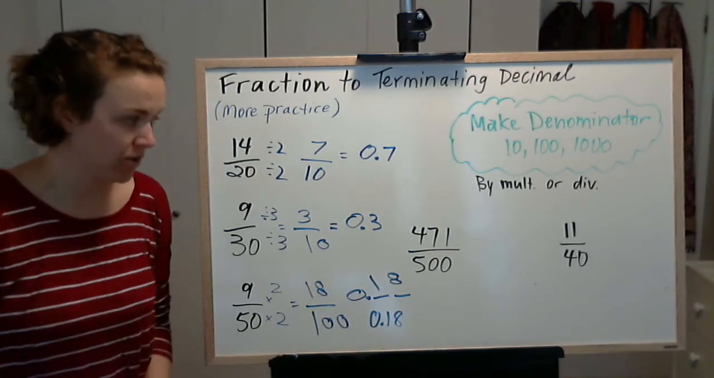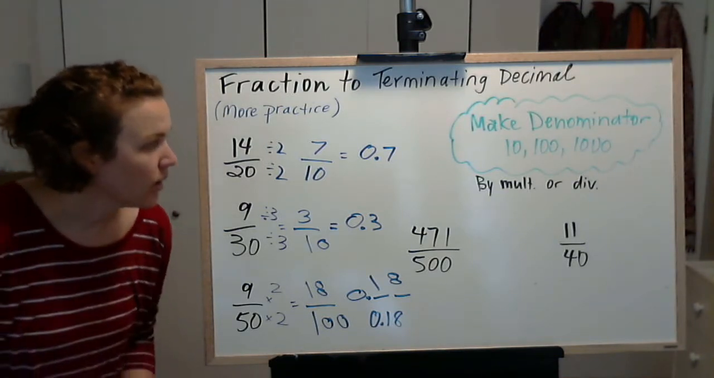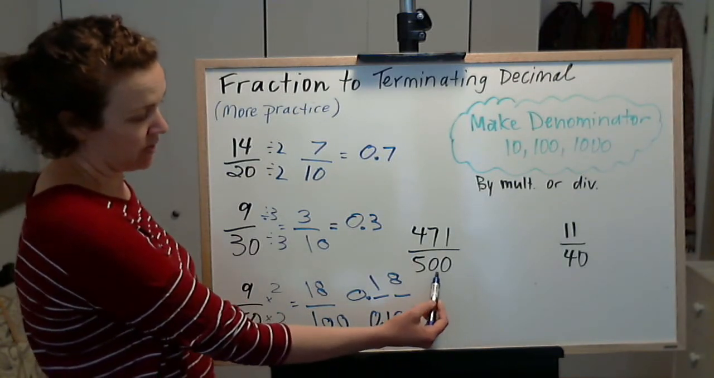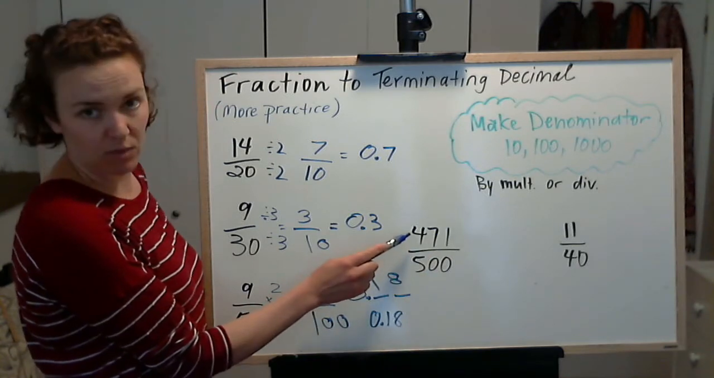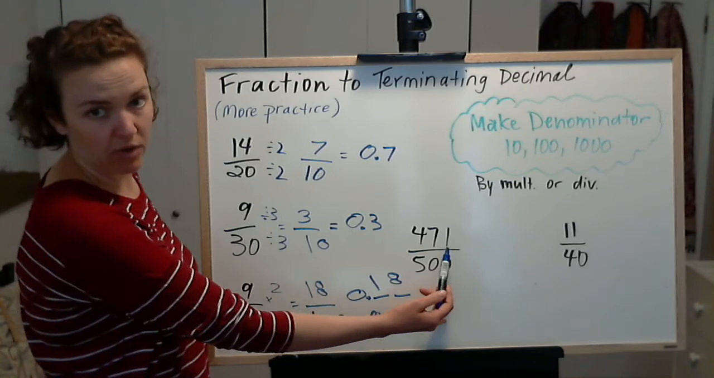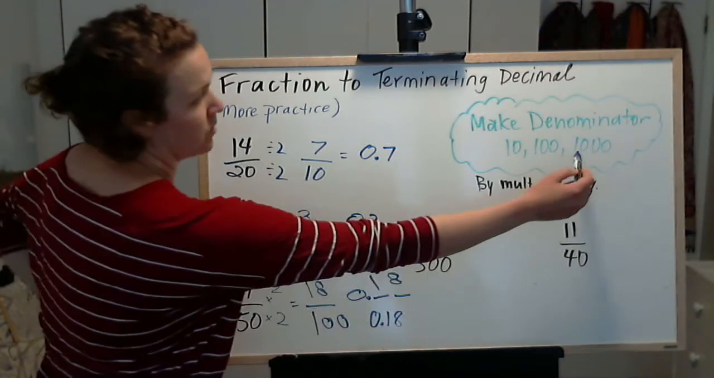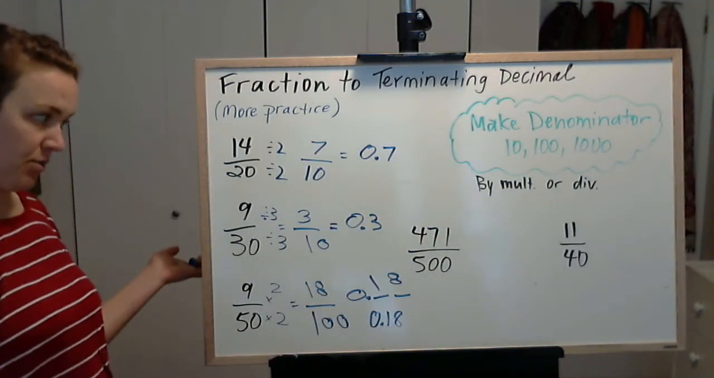471 out of 500. If I wanted to make this denominator 100, I would have to divide 500 by 5. Can I divide 471 by 5? No. This doesn't end in a 0 or a 5. So I have to go to the next one up, which was 1,000. And 500 times 2 is 1,000.